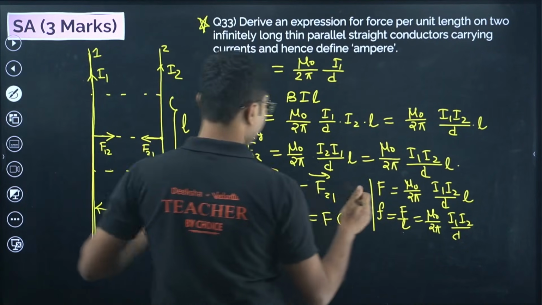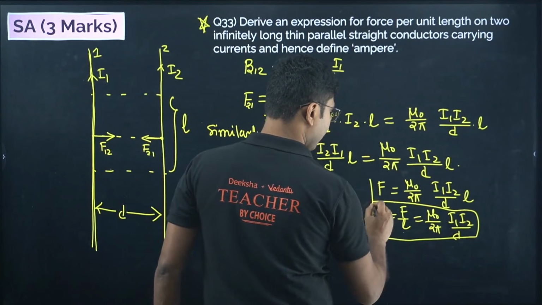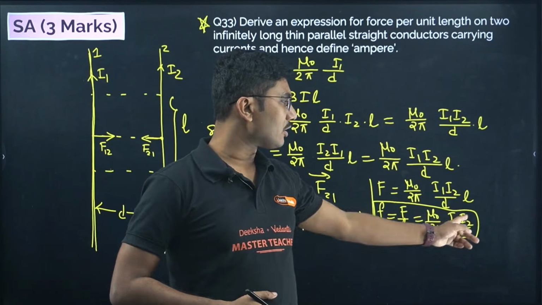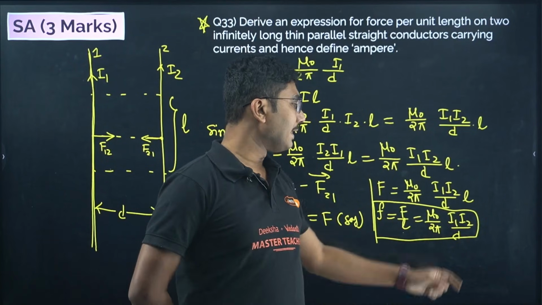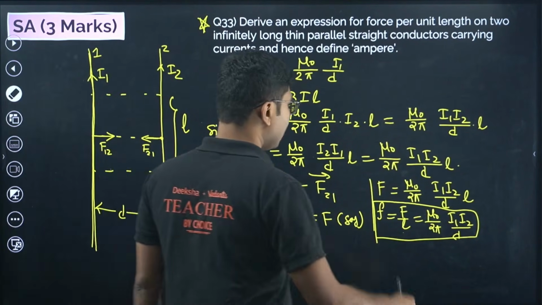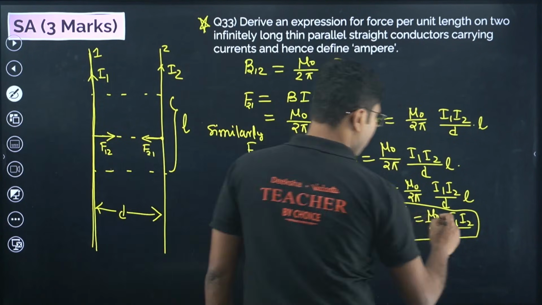Now here also, this is not the end, you also have to define the term ampere. So how to define ampere? To define ampere, if I1 equals I2 equals 1 ampere, D equals 1 meter, then the force will be given by mu naught by 2 pi. Now mu naught is 4 pi into 10 to the power of minus 7.